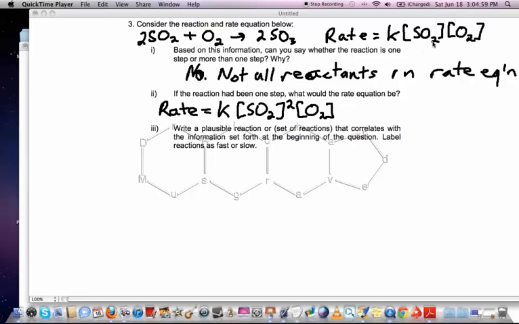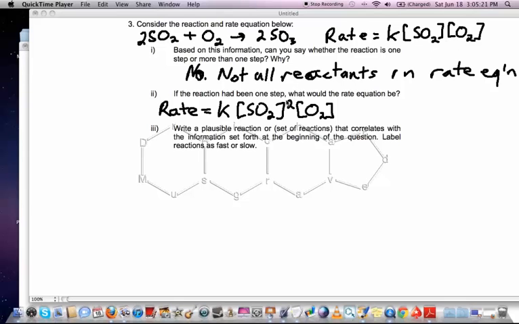I know some of you are saying, well, hang on, you've got SO2, you've got O2, I've got SO2 and O2, but you need two SO2s involved in the rate equation. I don't see them there. All I see is just a 1. So there's no way that this is going to be just one step. I mean, think about it this way. You've got SO2 and O2. Where's the other SO2 going to have to come in? It's going to have to come in some other step.